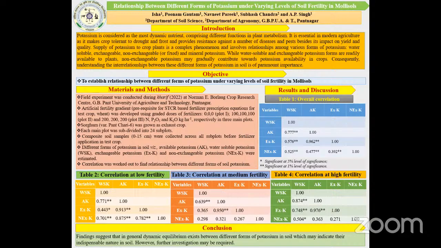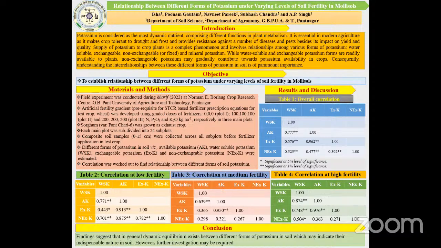It has been observed through previous studies that this may be because of the priming effect caused by higher doses of nitrogen and phosphorus, or it may also be because there are different forms of potassium that are replenishing the readily available pool. For this, the study was conducted.